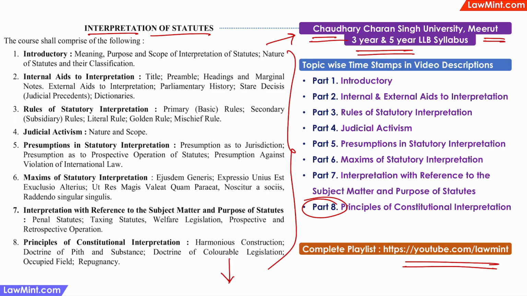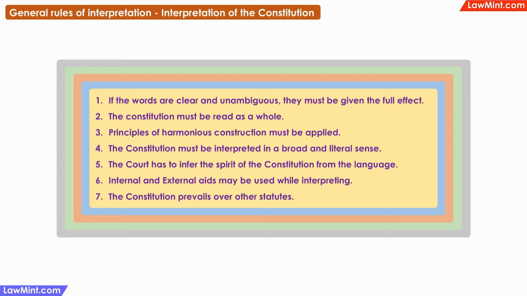This is part 8 and we will discuss the important principles of constitutional interpretation. The first step in interpreting the Constitution is applying the general rules. The first one is that if the words are clear and unambiguous, they must be given the full effect. This is nothing but the literal rule that we have used with all other statutes.